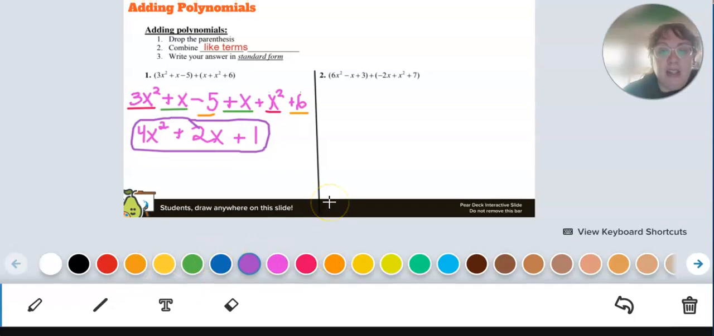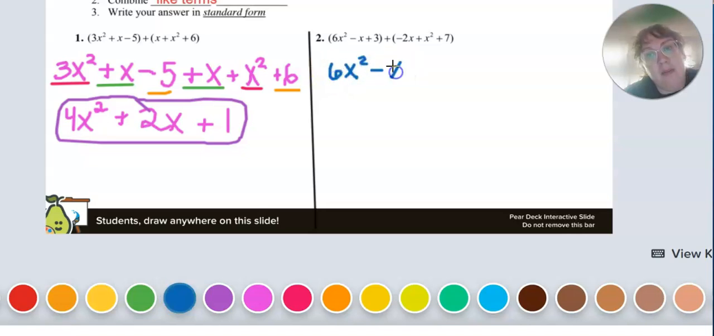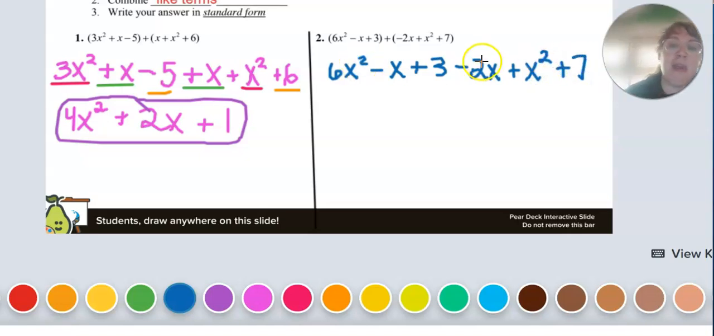Over to the right, let me zoom in a little bit, and we'll start to rewrite this, dropping the parentheses. So we have 6x squared minus x plus 3. Then we're adding, so we can just put a -2x plus an x squared plus 7. Just rewrote exactly what we have here without the parentheses. Now to start combining, we have a 6x squared and a 1x squared. So that gets us 7x squared.